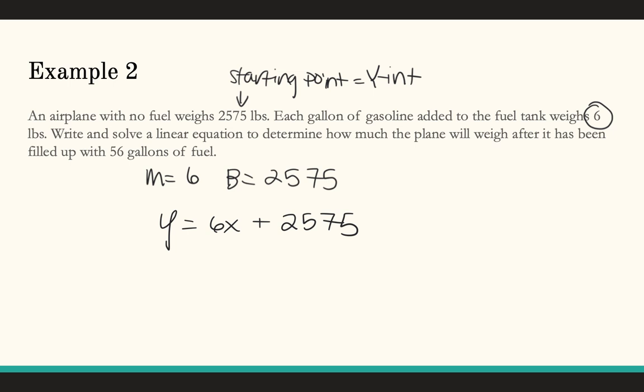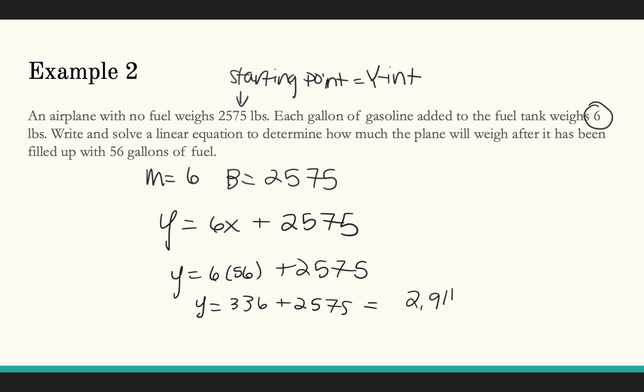We can answer the question, how much will our plane weigh after it's been loaded up with 56 gallons of fuel? And in this case, x is our gallons, so 56 gallons would mean that we're going to put it in here next to the 6. And we now have an equation that we can simplify. So this is going to turn into y equals 336 plus 2,575. When we simplify that, we get 2,911 pounds. So the plane weighs 2,911 pounds after it's been loaded up with 56 gallons of fuel.